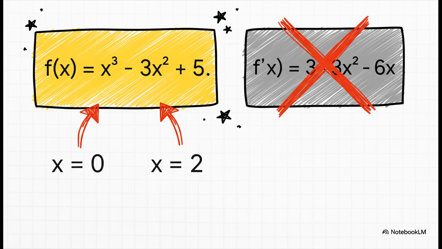Okay, so we know where the flat spots are, but we still need to know how high or how low they are. To find the full coordinates, we have to take these x values and plug them back into our original function, not the derivative. That's a super important step. This will tell us the actual height of the curve at those points.